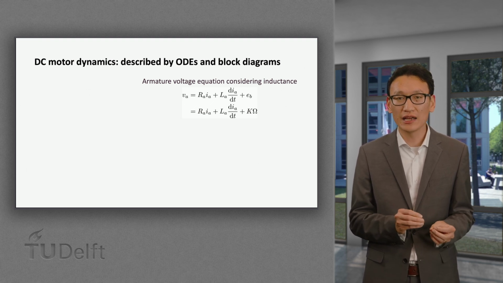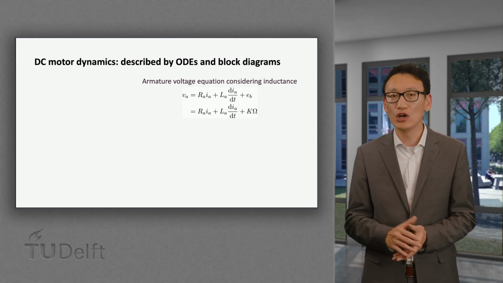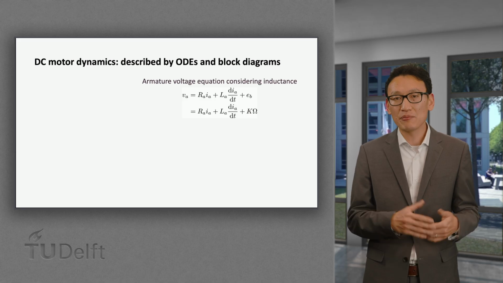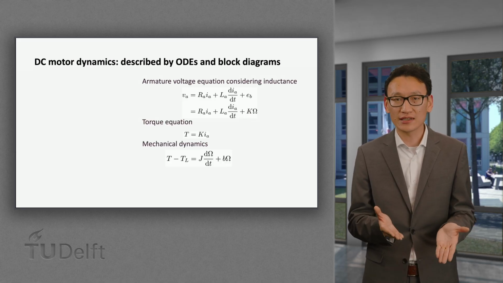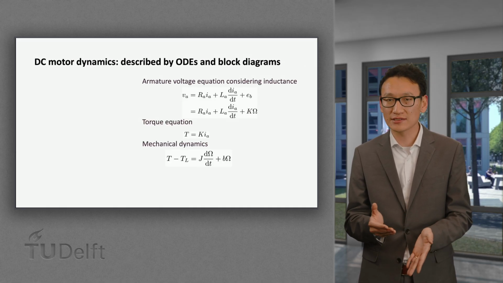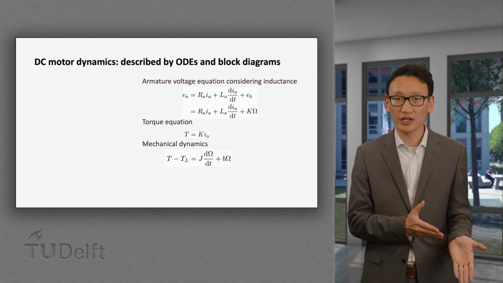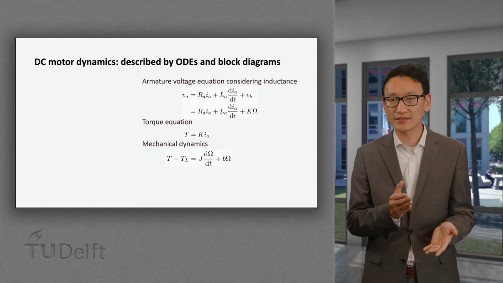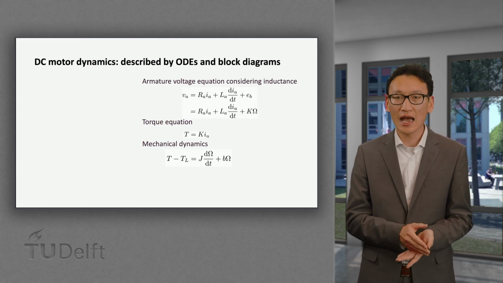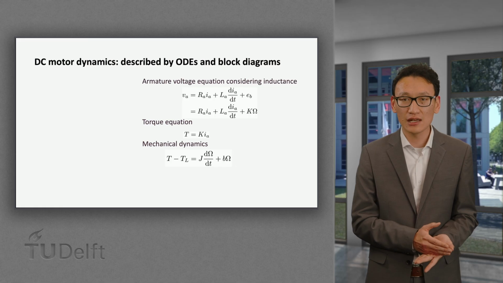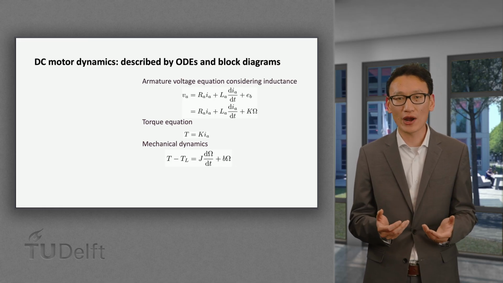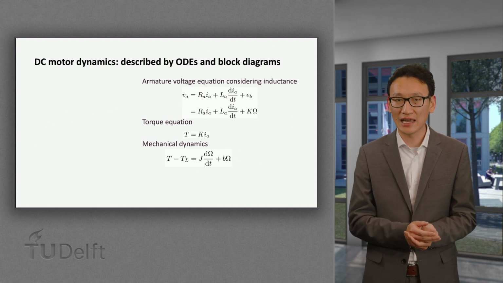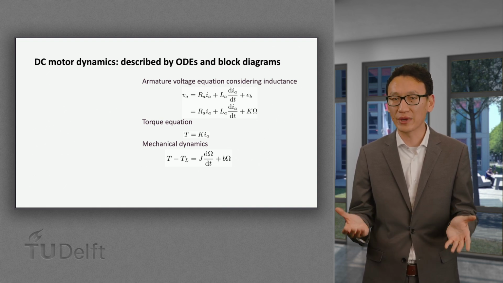However, a DC motor is an electromechanical system. We still need to describe its mechanical dynamics. It can be done by using the torque equation and by applying Newton's law to the rotor. Here, T is the torque output from the motor, T_L is the load torque, J is the moment of inertia of the system, and B is the damping coefficient. The electrical and the mechanical dynamic equations are coupled to each other by the back EMF, since it is related to the rotational speed omega.